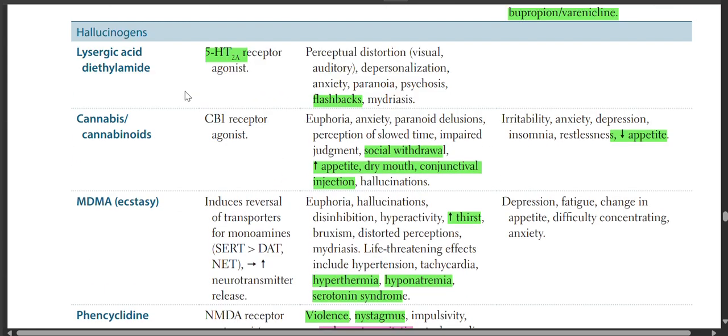Yep. And then we have cannabis. Now, cannabis actually works on cannabinoid receptors, and there's multiple different types. Here they write CB1, which is cannabinoid receptor 1, but it can actually work on a full range of receptors. And it's usually also consumed by inhalation. So, yeah, you smoke it.